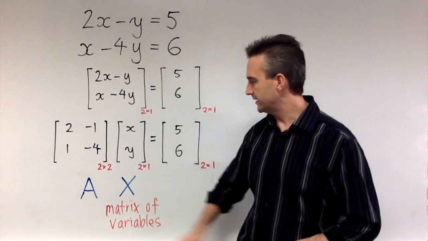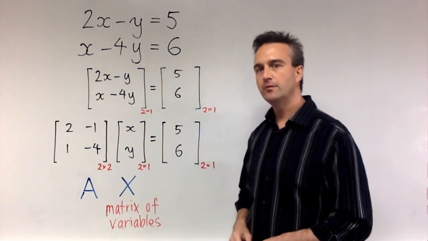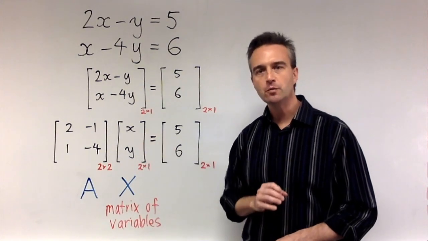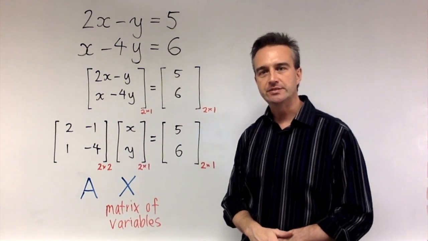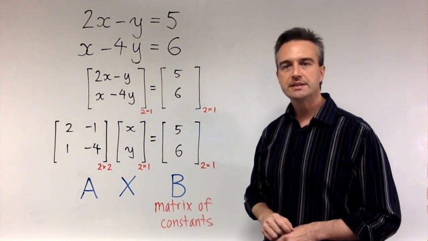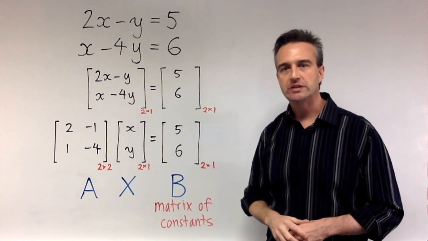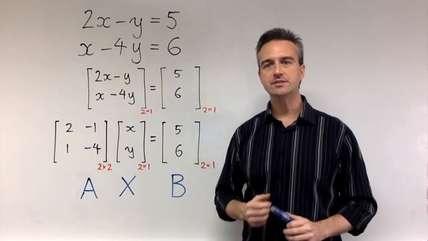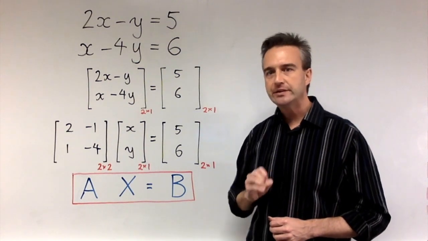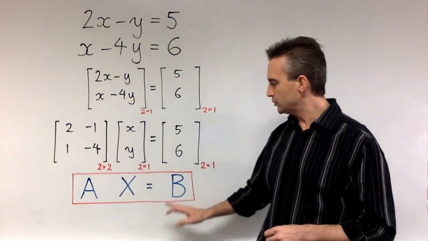This second matrix here is usually denoted by a capital X, and it means the matrix of variables. It contains the x and the y, which is what we're trying to solve for in the original system of equations. And this third matrix is called the matrix of constants, because it contains the two constants, which are the 5 and the 6 in our original equations here. So what is the significance of this? Every system of equations can be written in matrix form and then written as this matrix equation. Matrix A times matrix X equals matrix B.